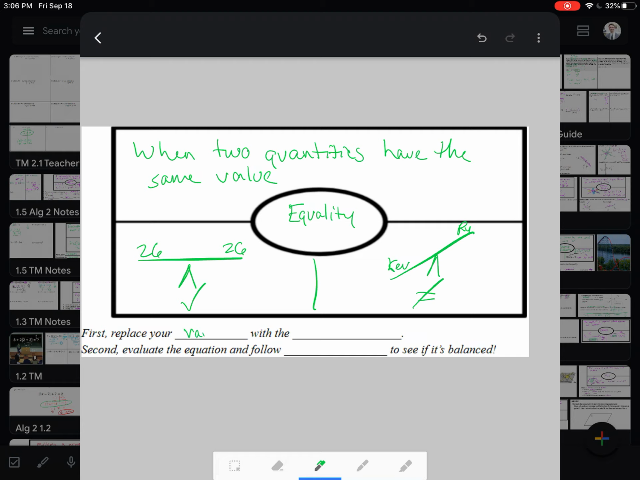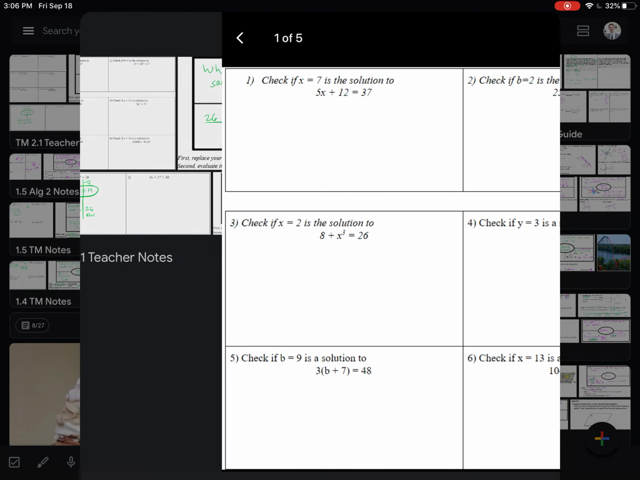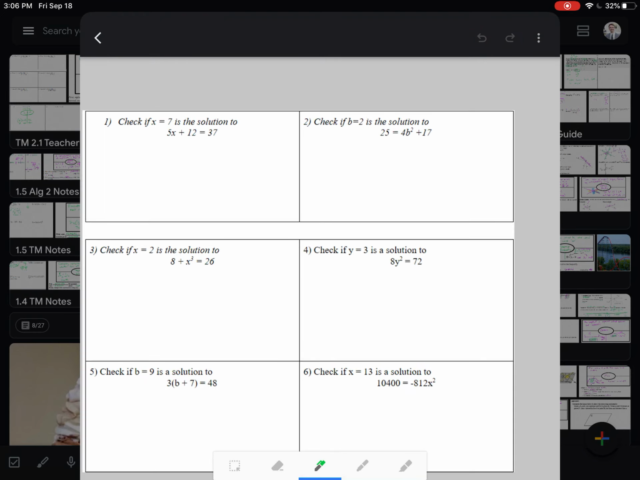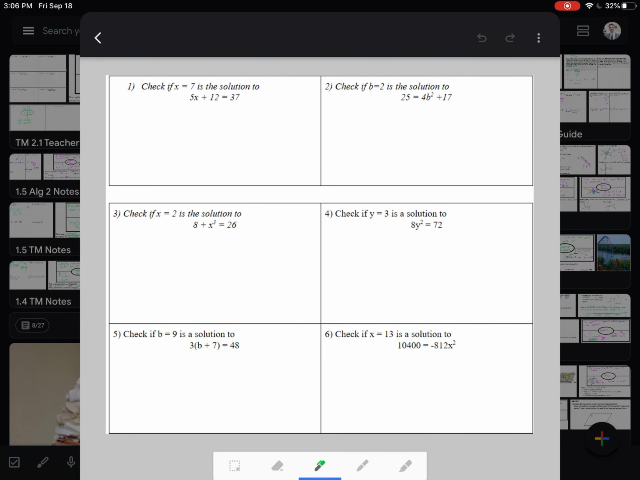So first we replace our variable with the constant term that we're given. And then second, we evaluate the equation and follow PEMDAS to see if it's balanced. So still using the order of operations here, still an important step for us. So let's go through and try a few examples of these before we go on. So 6 examples, these are a little bit quicker to do. So we're just going to do the first one, and I'll give you the remaining ones to continue.